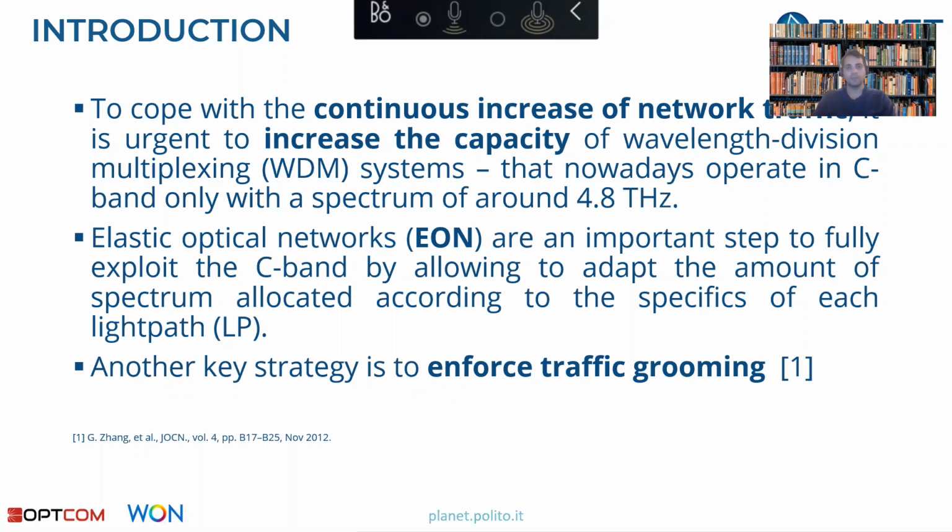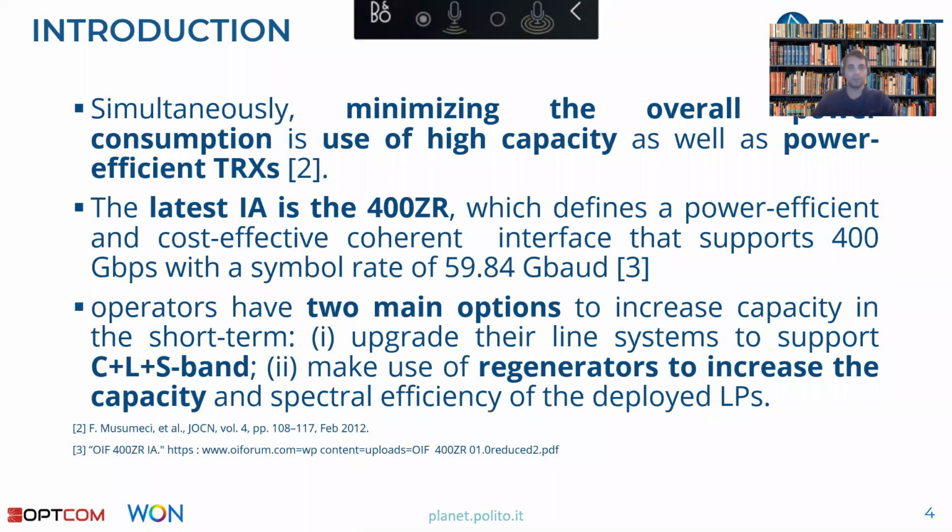All of us know that the network traffic is increasing over the years, and so the operators need to increase the capacity of their networks, which today work in 4.8 terahertz in only the C-band. So for this reason, elastic optical networks play an important role, and also traffic grooming is important. Simultaneously, decreasing the overall power consumption in the network while increasing the capacity is more important.